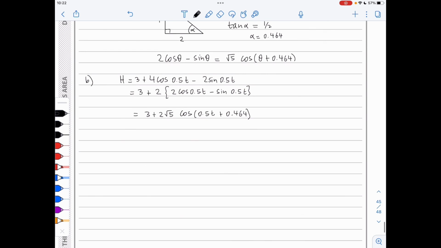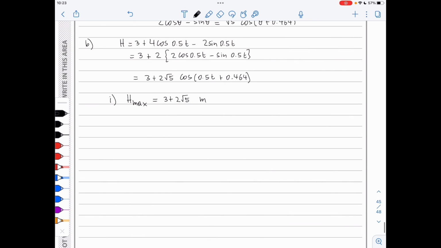And knowing that the cosine of any angle varies between plus minus 1, we can easily conclude that the maximum will be when we get a 1 here. So the maximum value, h max, will be 3 plus 2 root 5, and this is in meters. We need to include the units here.